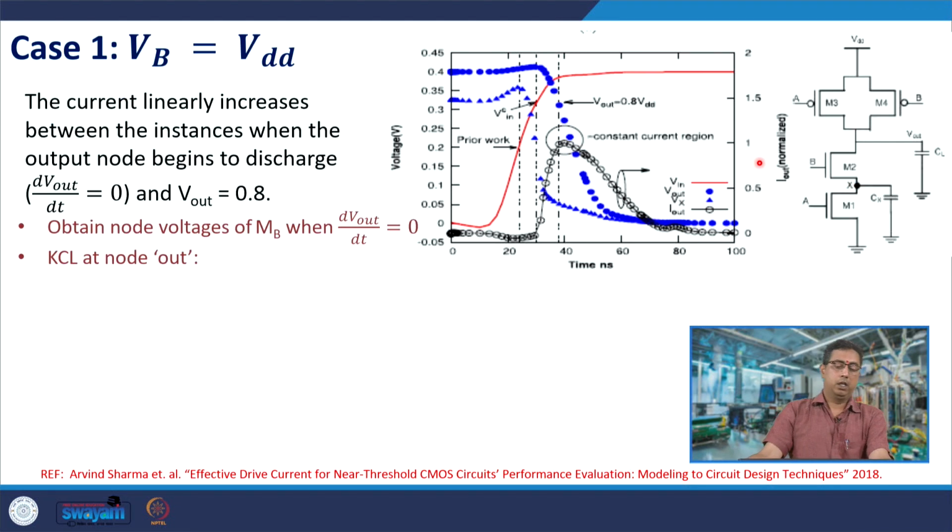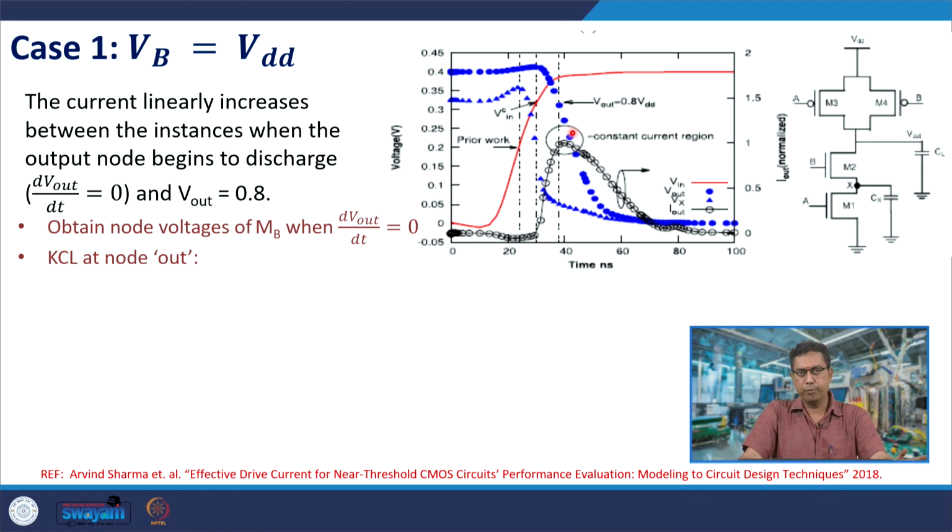So, let us look at this. Now, we further want to understand when this begins to discharge and also till what time the current is linearly increasing. It is this point where Vout is 0.8 VDD, as we had discussed in the previous lecture for the inverter. From this 0.8 VDD to 0.5 VDD, when Vout reaches 0.5 VDD, you have almost a constant current, and the reason is the same as that we discussed for the inverter.